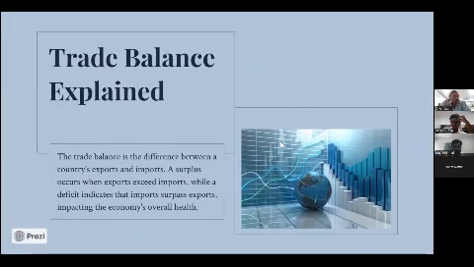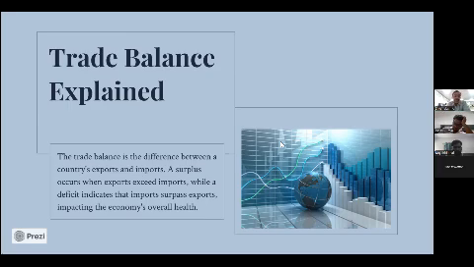Trade balance explained. What is trade balance? Trade in the sense of sale and purchase of goods. Trade balance in the sense, the difference between exports and imports is called trade balance. Let us see. The trade balance is the difference between a country's exports and imports. A surplus occurs when exports exceed imports, while a deficit indicates that imports surpass exports, impacting the economy's overall health.